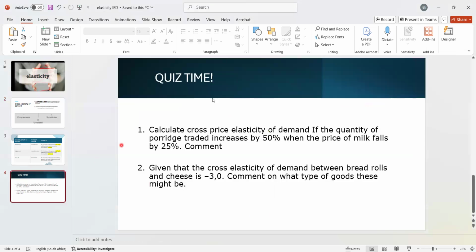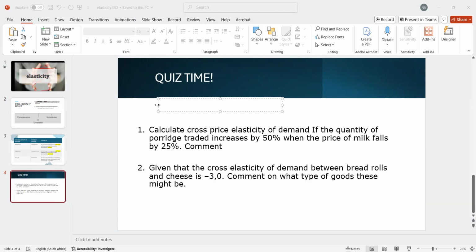So now let's just do this quiz. They're saying calculate the cross price elasticity of demand if the quantity of porridge demanded increased by 50% when the price of milk falls by 25%. By just looking at this example, you can say porridge and milk are complement goods, because for some porridges you have to put milk. But then let's see if that is the case, because we can't just judge by saying that. We have to do the calculations.